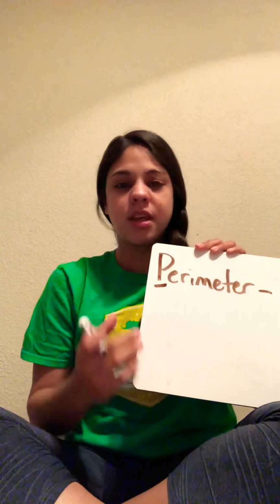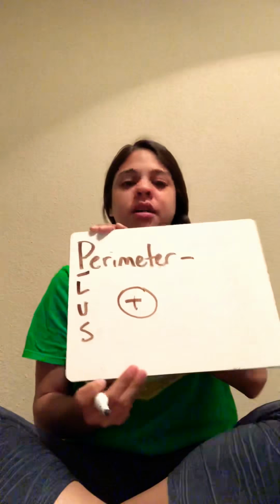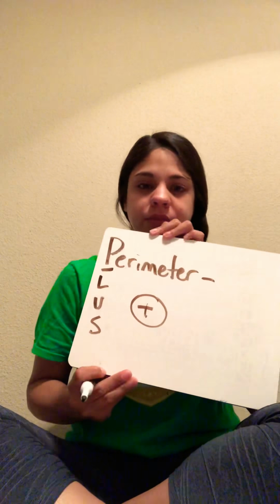One thing I want to remind you is that perimeter starts with the letter P. So you should think perimeter plus. So you're gonna add. Now you should know that perimeter is where you add up all the sides, right? So you have to go all the way around.